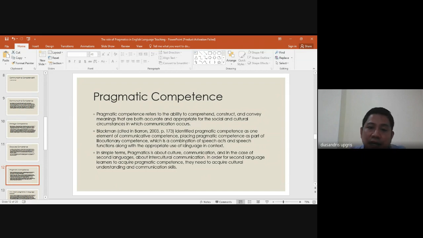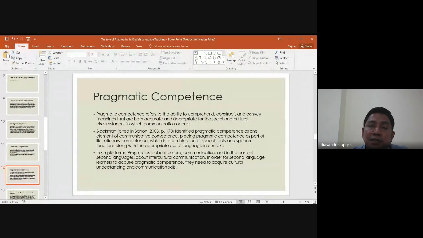Blackman identified pragmatic competence as one of the elements of communicative competence, placing pragmatic competence as part of the illocutionary competence, which is a combination of the speech act and speech functions, along with the appropriate use of the language context. So again, Pak, kenapa kalau ada kata pragmatik kok selalu berkaitan dengan speech act? Ya karena speech act adalah alatnya pragmatics. Okay, now speech and speech functions.